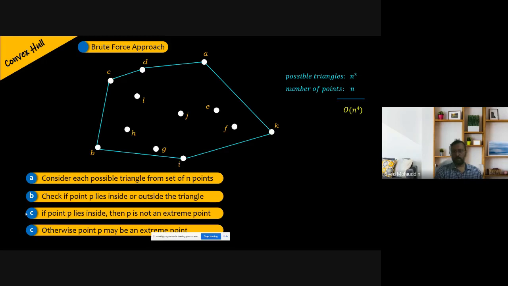So in the brute force approach, we try to take triangles and check whether the point lies inside the triangle or outside. If it lies inside, ignore it. If it lies outside, then that may be an extreme point. The possible triangles are n cube, and the number of points is n. So to check n number of points, we need to construct n cube triangles. So the complexity of this approach would be O of n power 4.